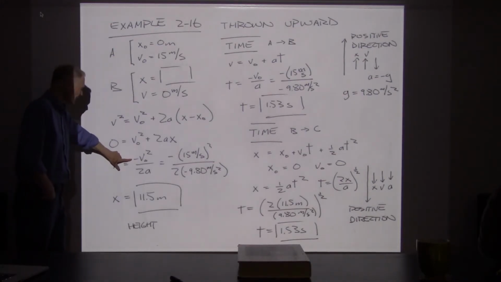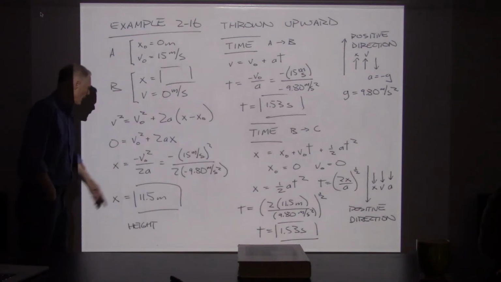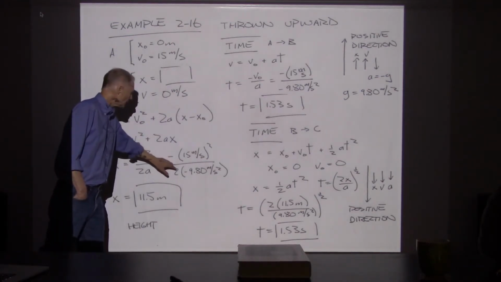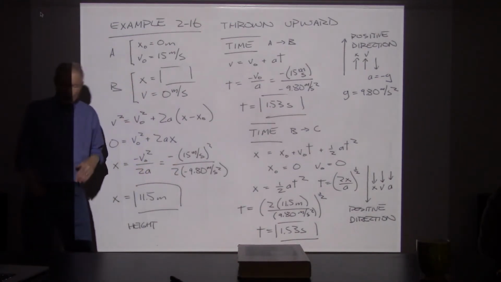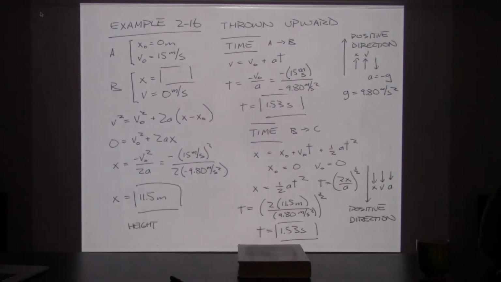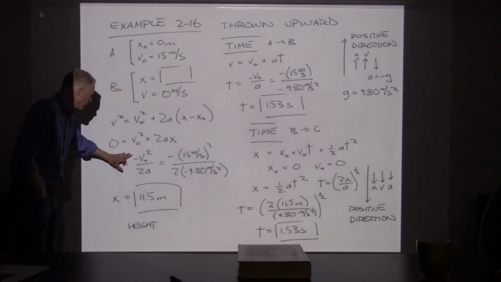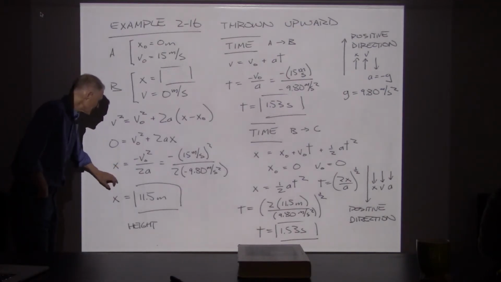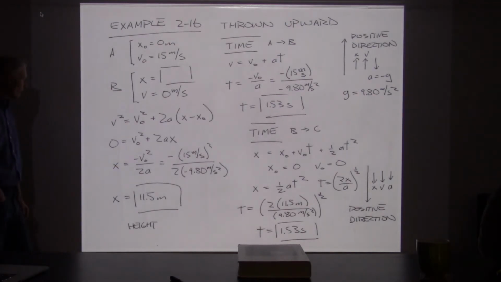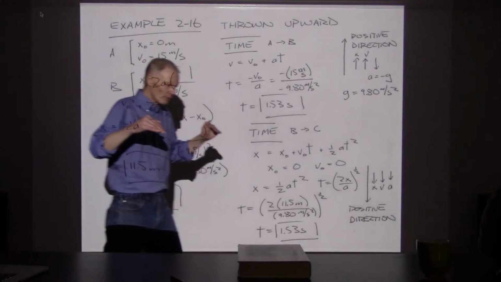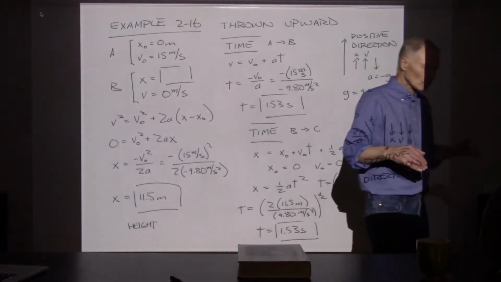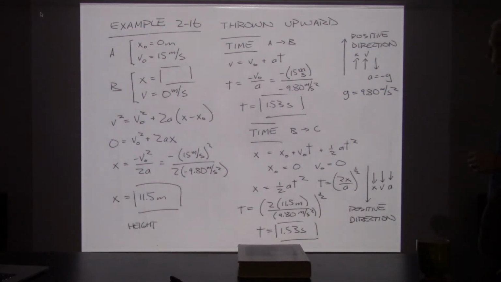x is then equal to negative v naught squared over 2a. Now the minus sign in the numerator will be canceled by the sign on the acceleration. The acceleration is in the negative direction. Okay, and so when I solve for the entire problem here, I'm going to have x equal to 11.5 meters. That's the height that it reaches. So 11.5 meters, that's got to be like 35 feet, something like that.